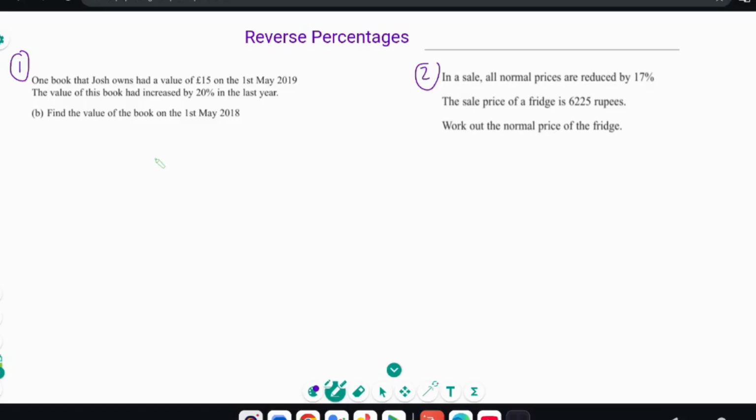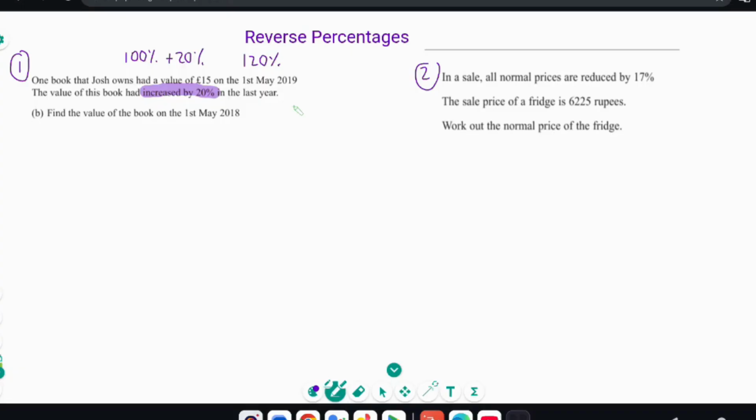One book that Josh owns had a value of £15 on the 1st of May 2019. The value of this book has increased by 20%. Okay, so if something has been increased by 20%, we add 100% to the 20%. So the value is now worth 120%. What is 120% as a multiplier? Well, we need to divide that by 100 to turn it into a decimal.